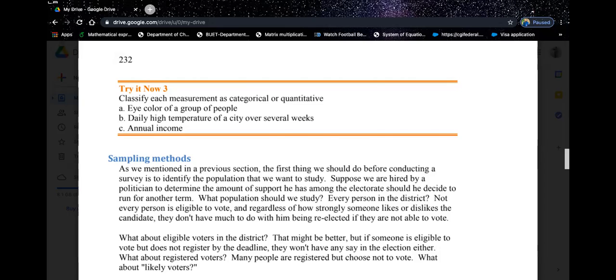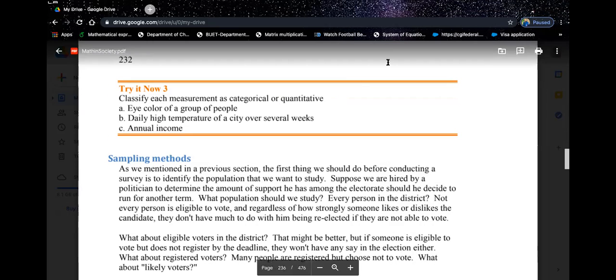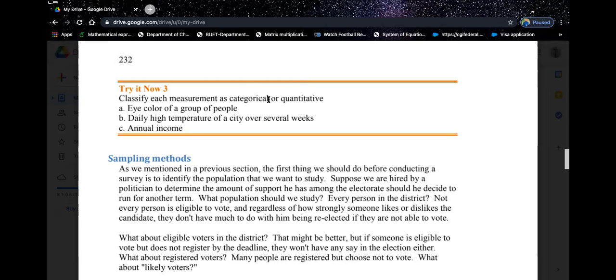So I want you to give your opinion in the chat whether the annual income looks qualitative or quantitative. Remember, another way to describe qualitative data is to say it's categorical. So often in a question, you might see categorical in place of qualitative. It actually means the same thing, okay?